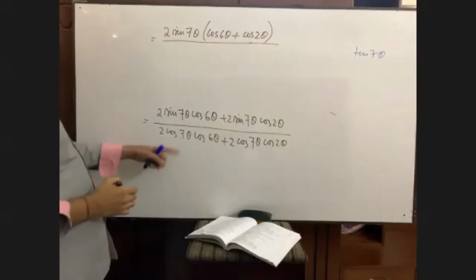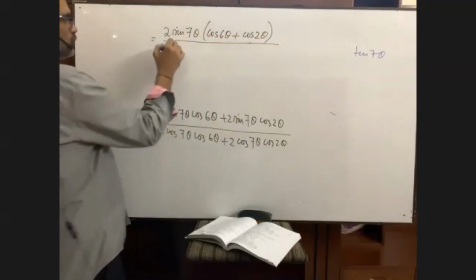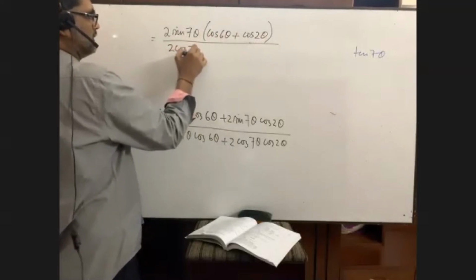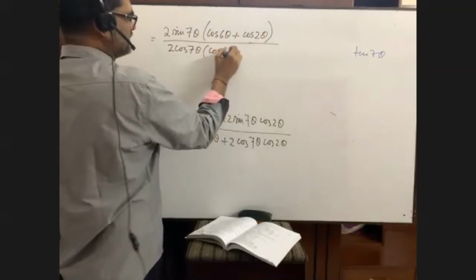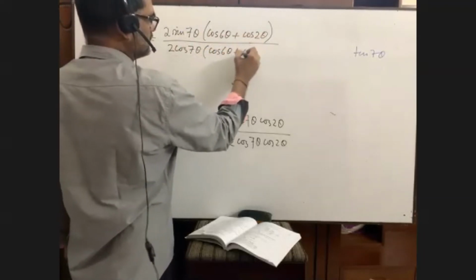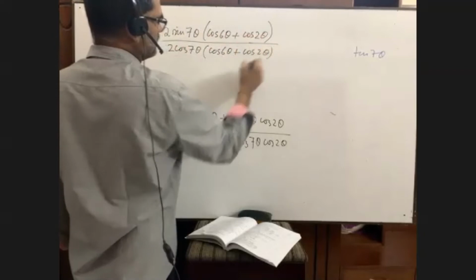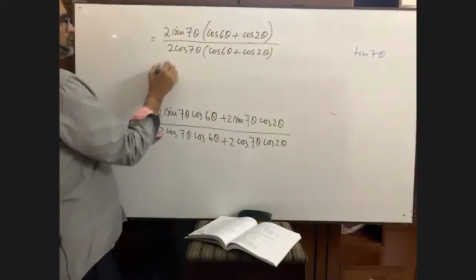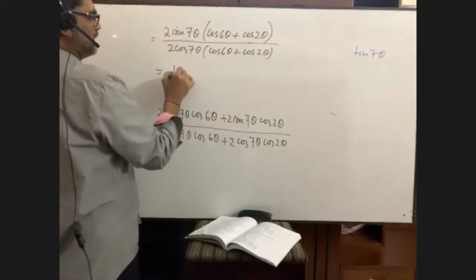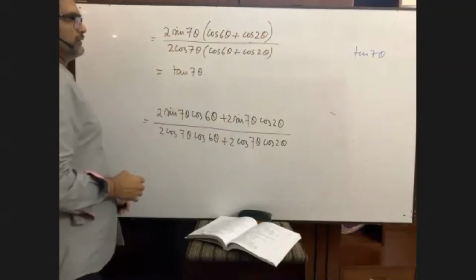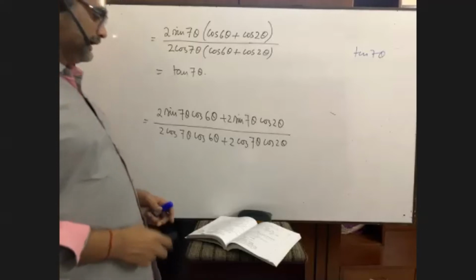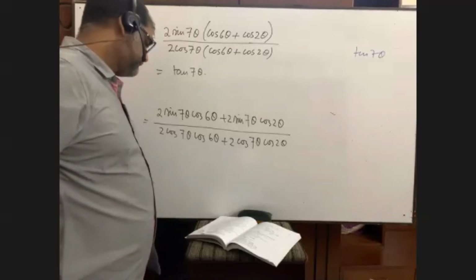And from the denominator, we can also take common 2 cos 7 theta. Then we are left with cos 6 theta plus cos 2 theta. Now you see 2 cancelled, all are cancelled. We are left with tan 7 theta. Wow. So our math is done. Equals to right hand side.